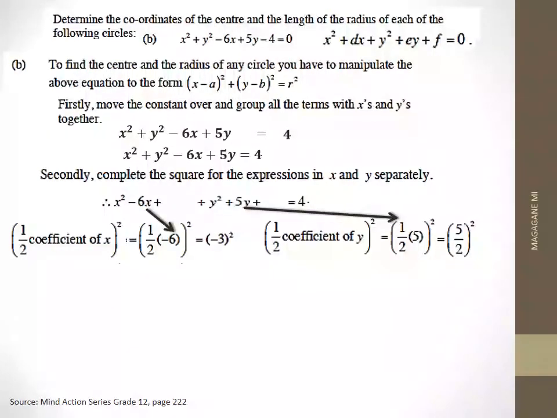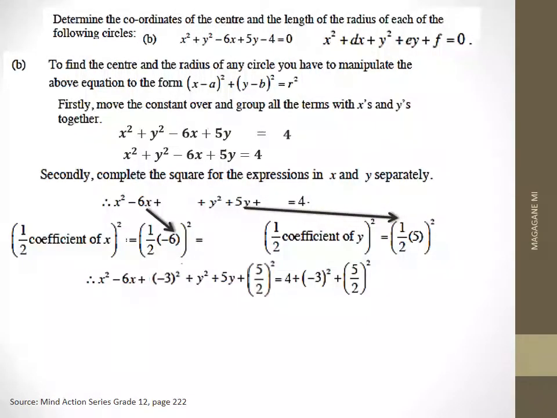Then from there, we add half the coefficient of x and y. Then we'll have x squared minus 6x plus minus 3 squared, all squared. Then we also add half the coefficient of y, which is 5 over 2 squared. Then we'll have y squared plus 5y plus 5 over 2, all squared. Then we also add them to the right: minus 3 squared plus 5 over 2 squared. We add them to the right and to the left to balance the equation.